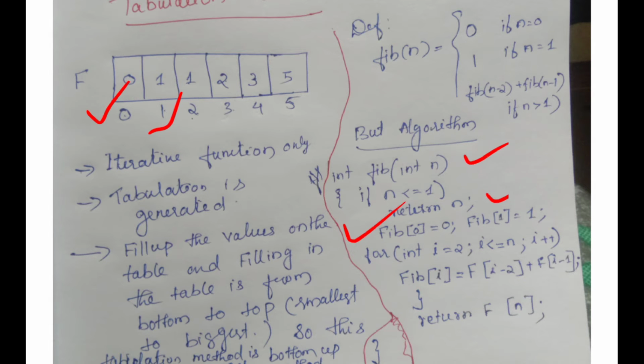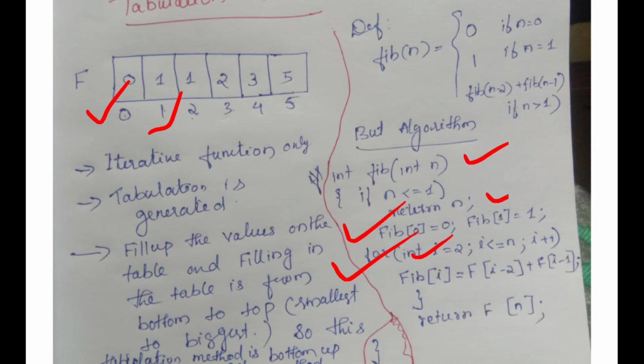Then we use the looping concept: for int i equals 2, i less than or equal to n, i plus plus. The first two values are already assigned, so the loop starts from 2. We check if i is less than or equal to n. If it is true, then we continue, and i is automatically increased until we find the nth term of the Fibonacci series.